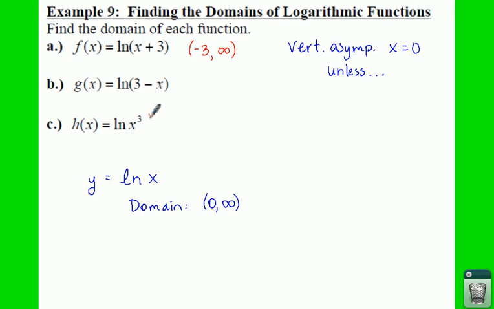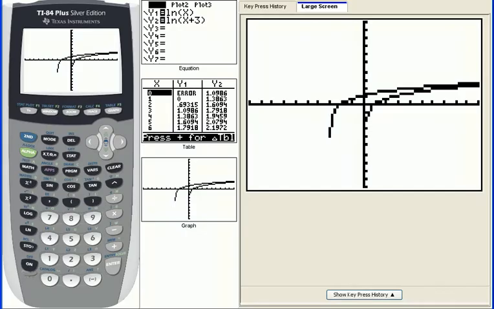Now 3 minus x, that looks a little different. So what we actually have here is, if you have a negative in front of your x, that's the same thing as saying natural log of negative x plus 3. You can look at this a couple different ways. Let's look at it graphically first.